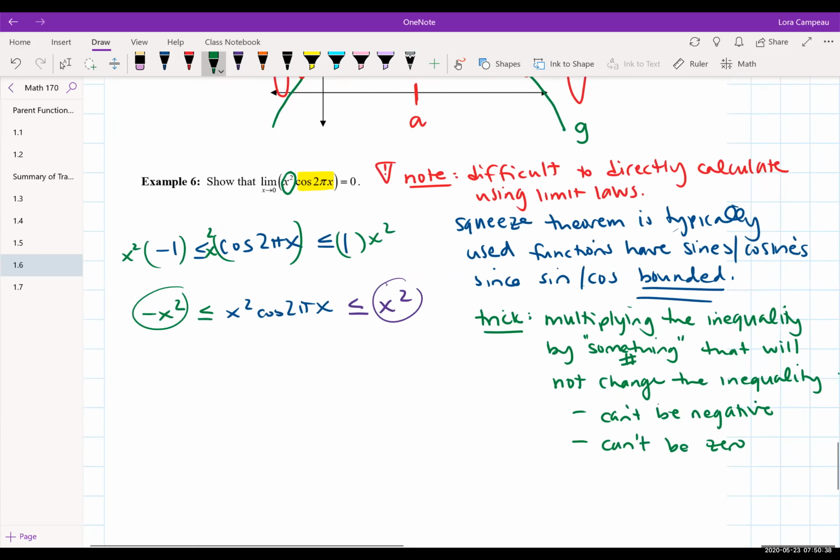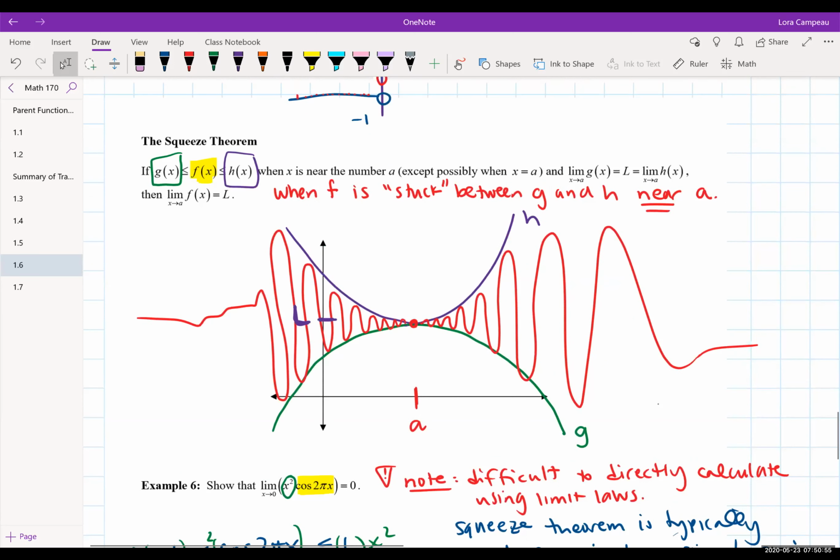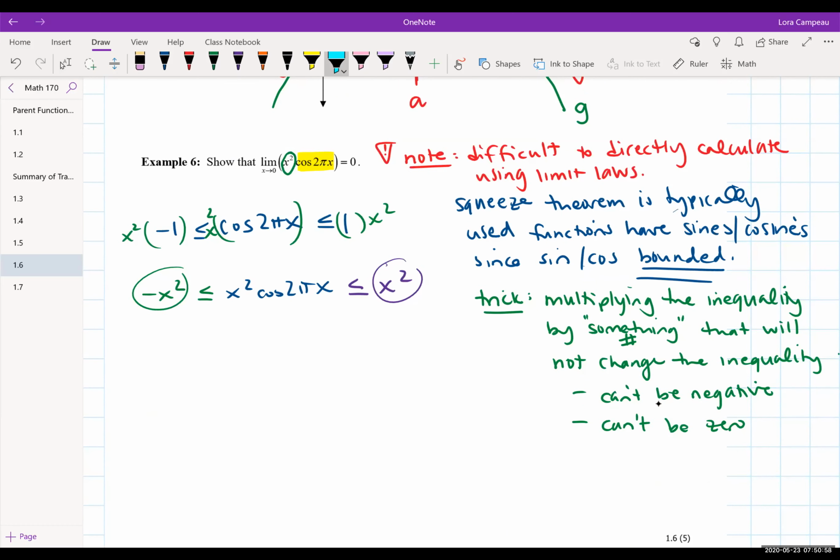So the reason we were able to multiply all three parts by x squared is that x squared is always greater than or equal to 0. We don't care what happens at 0 because when we're looking at the original limit, notice that this is implying x approaching 0. We only care about what happens near 0. So this is the reason why we used x squared, and it's motivated by what we want the function to look like.